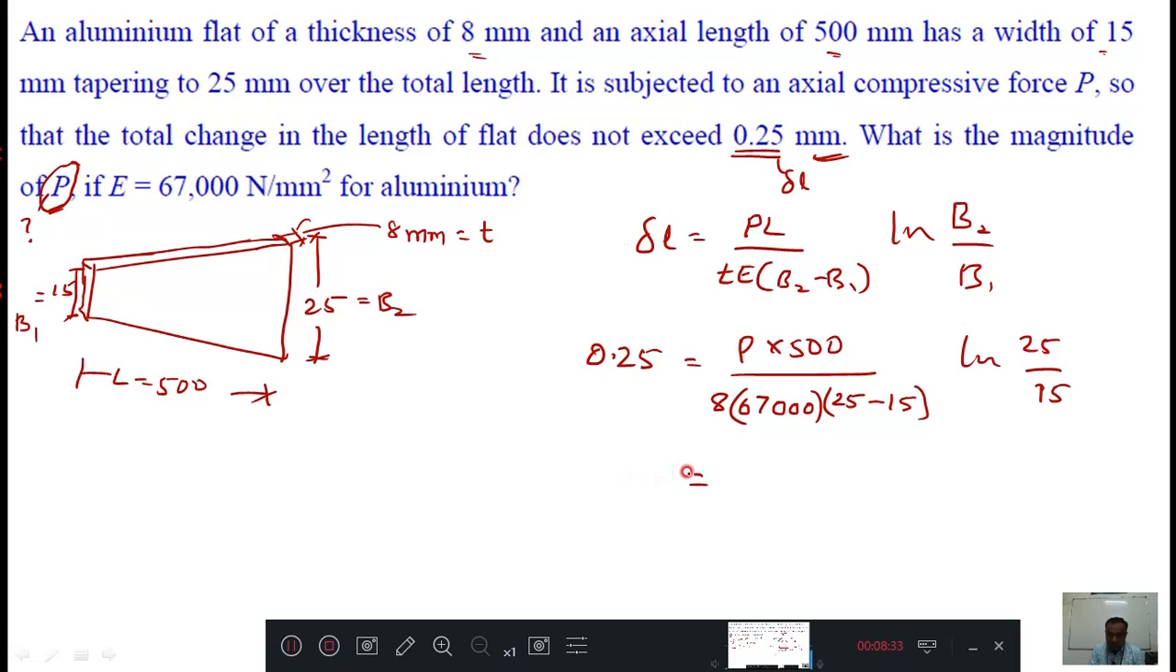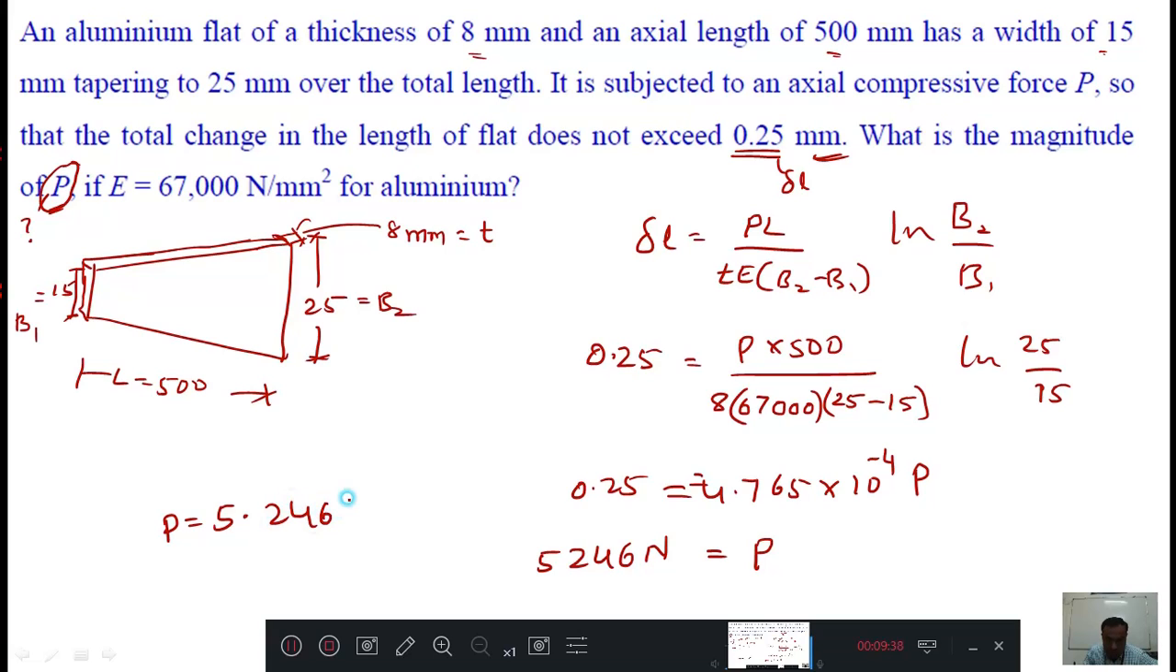Then here I will calculate only the numericals which I know. That is ln first, ln of bracket 25 by 15, this into 500 divided by 8 into 67,000 into 25 minus 15 is 10. Then this answer will be 4.765 into 10 raised to minus 4 P. This is 0.25. If I send this entire thing this side, then I will get P equal to 0.25 divided by answer. Then I got P as 5,246 Newton. I can call this as P equal to 5.246 kilonewton. This is P.